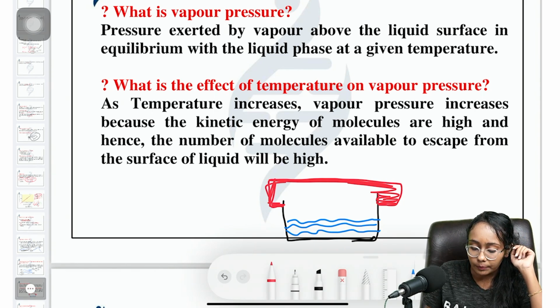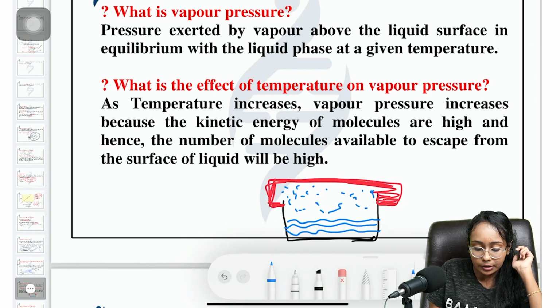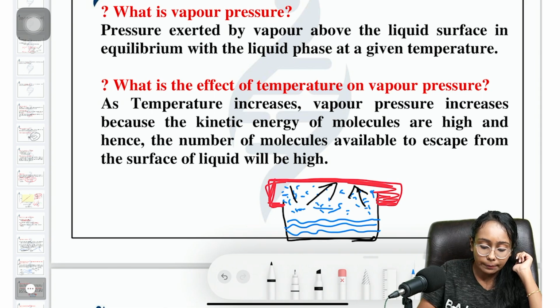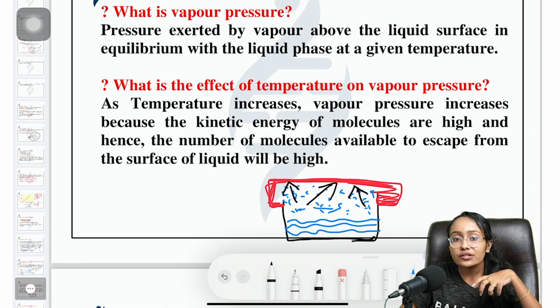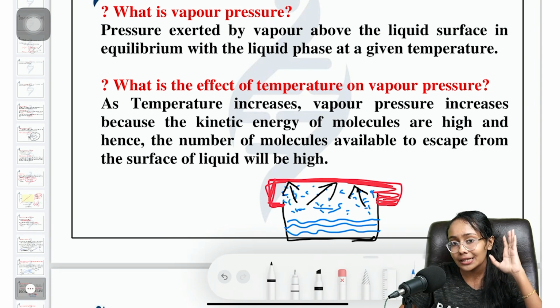So what will happen? The volatile liquid will form vapors all over the container. These are the vapors, okay? So these vapors will exert a pressure on the container. And this pressure is called vapor pressure. Vapor pressure is a pressure exerted by volatile liquids.